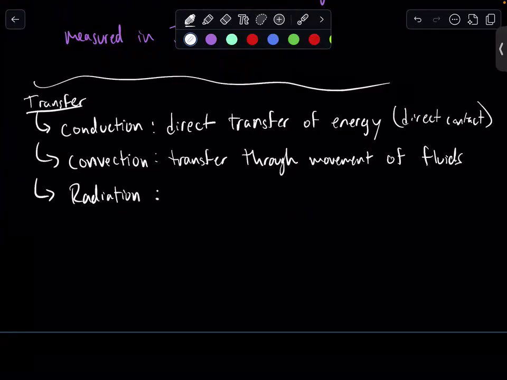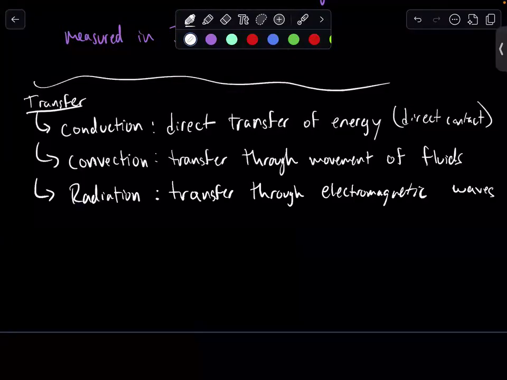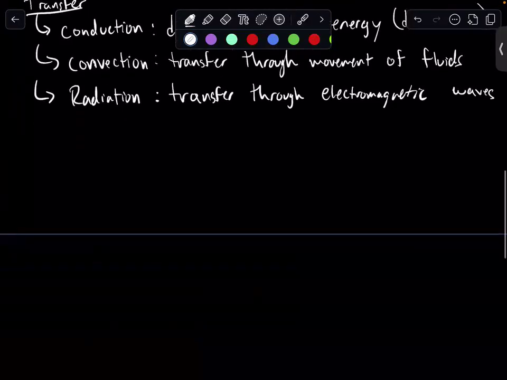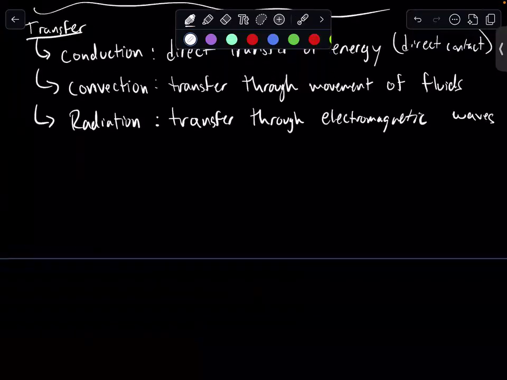Radiation is a transfer of energy through electromagnetic waves. So, for example, the sun heating us, bringing light into the earth and warming it in the form of visible, infrared, UV rays, whatever. Well, not X-rays, but through UV, infrared, and visible, we are heating the earth, and that is radiation.